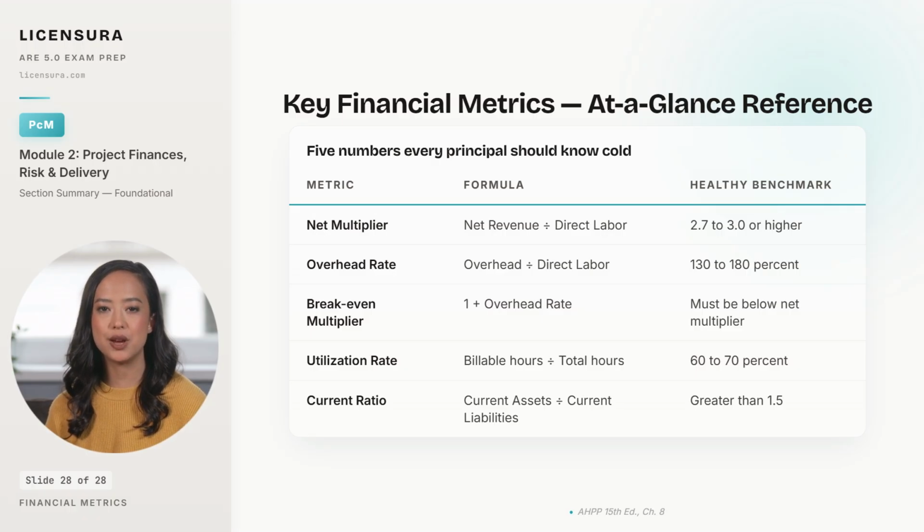Utilization rate is billable hours divided by total hours, and 60 to 70% is the healthy band. Higher than that and your people are burning out, lower and you are overstaffed. Current ratio is current assets divided by current liabilities, and anything below 1.5 means the firm cannot cover its short-term obligations without scrambling for cash. Next reference, the fee structures and where the risk lands in each.